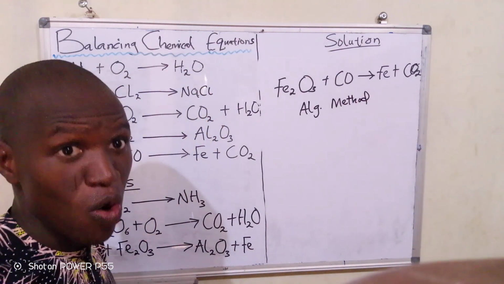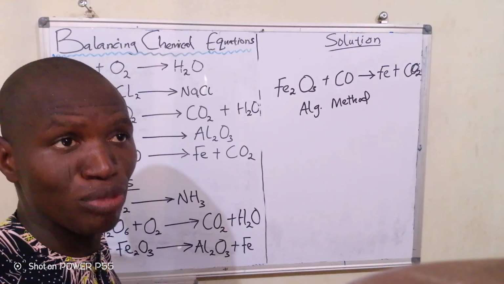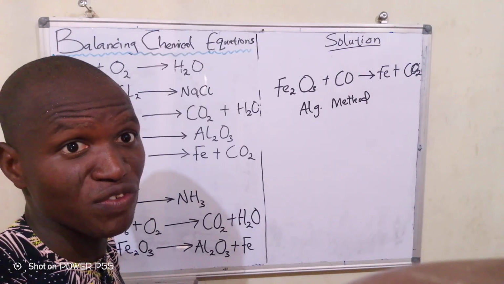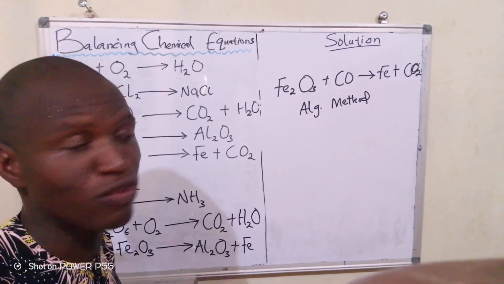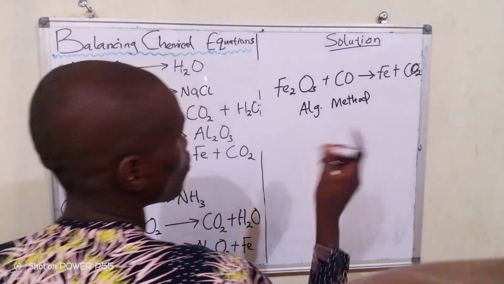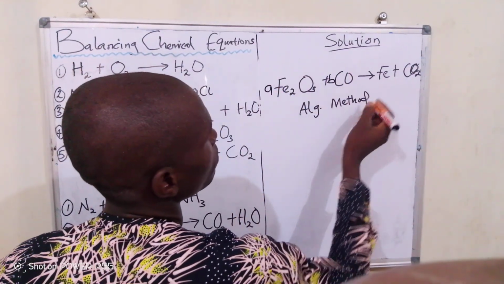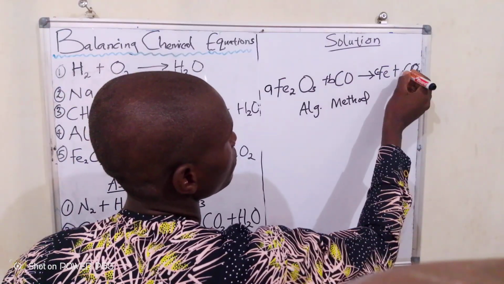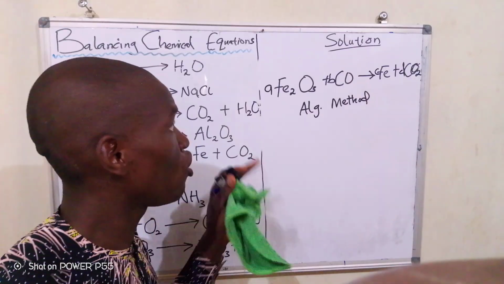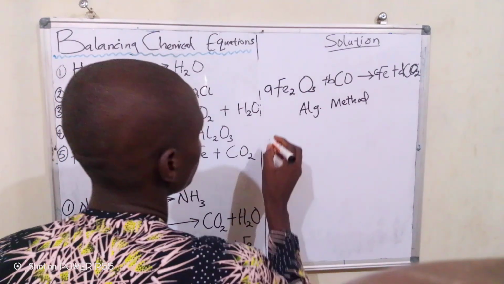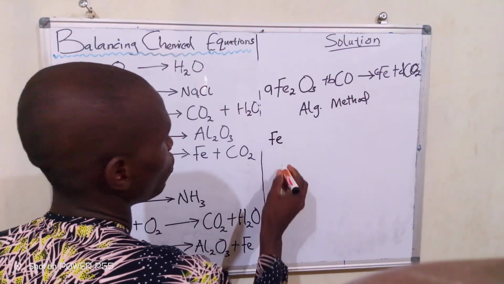So how does it work? You assign coefficients in form of letters, and then you bring out equations for each of the coefficients, for each of the elements. It is very simple, please. Just follow me and you will see what will happen. So what that means is that I will say A, B, C, and D. First step. Second step, observe how many elements do we have? We have iron. We have oxygen.